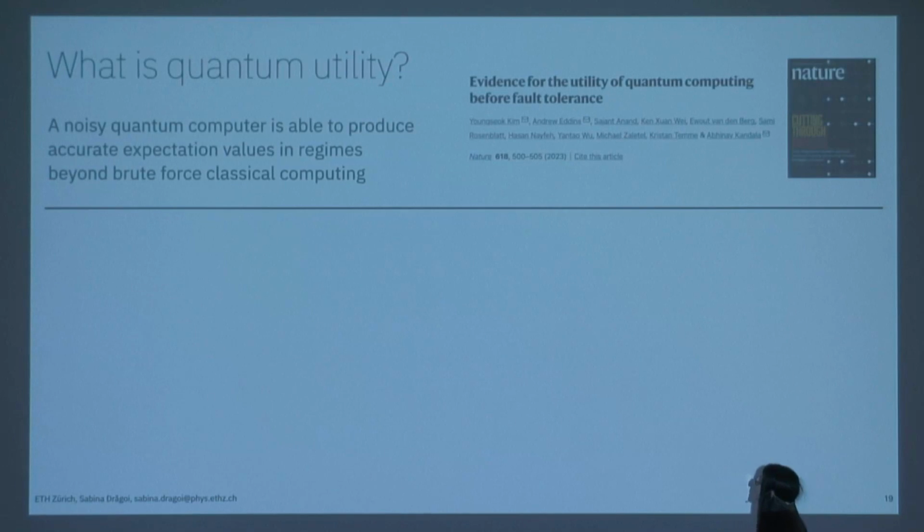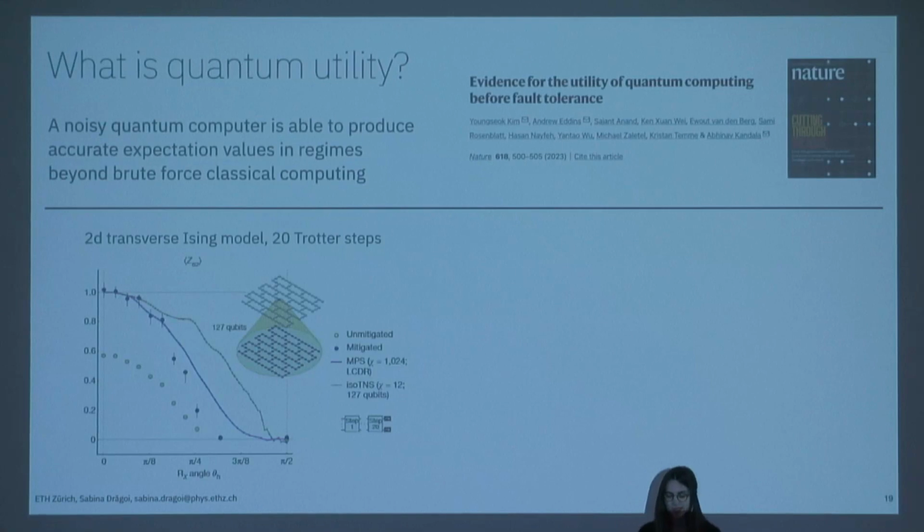And yes, this paper came out. It was pretty big news. It was put out by IBM last June. And I'm not going to go into the details of this graph because there's a lot of background knowledge.